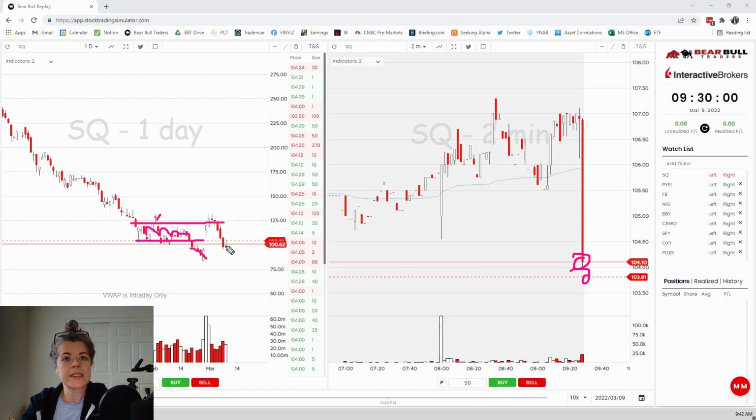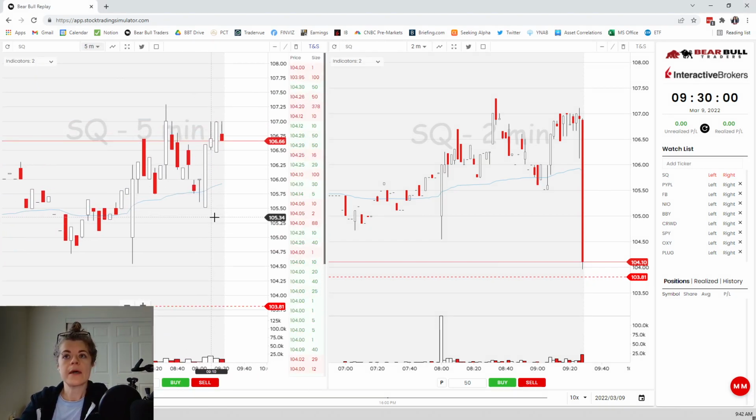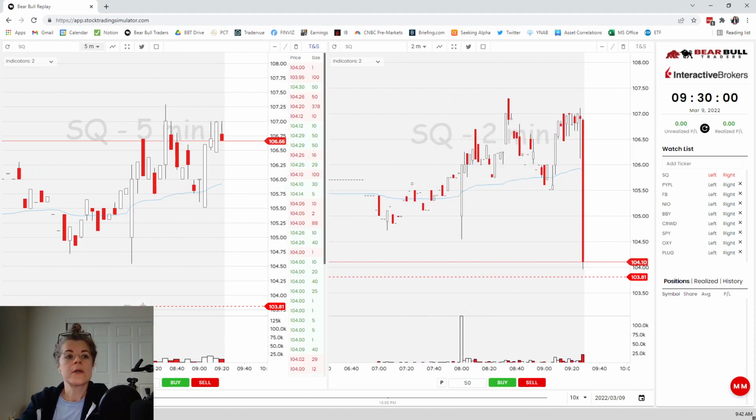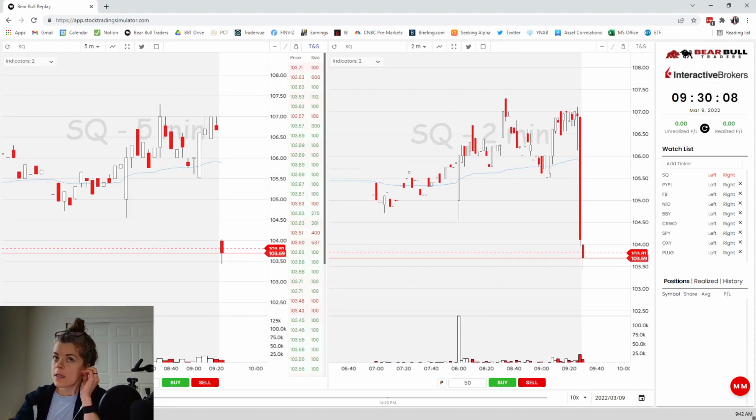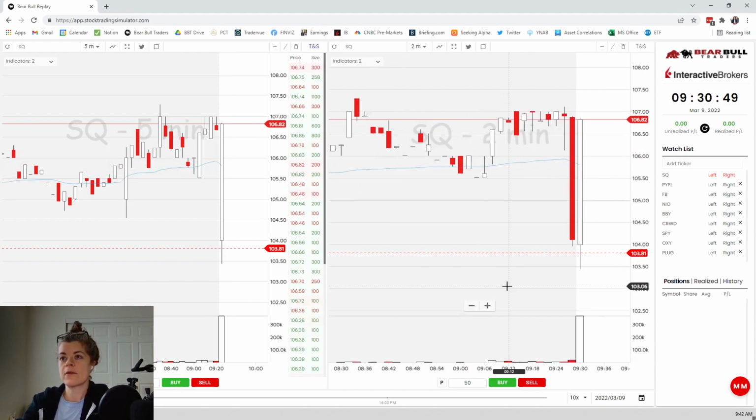What I'm looking for is either a bounce off of this level back into the range or a loss of this level for a trend downward. So let's switch this over to the 5 minute and get this going. So I'm just going to hit go on this. And as we open, we push down into this level.